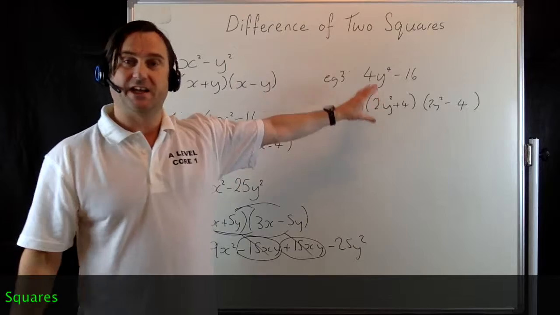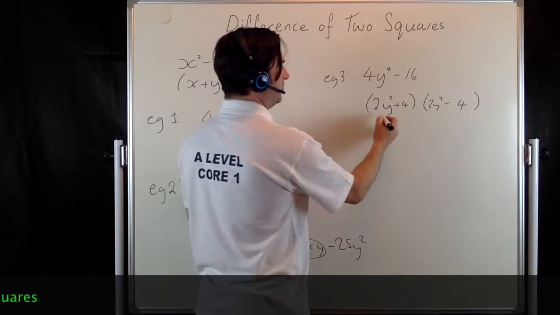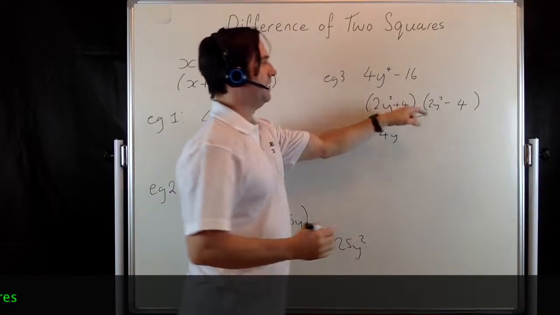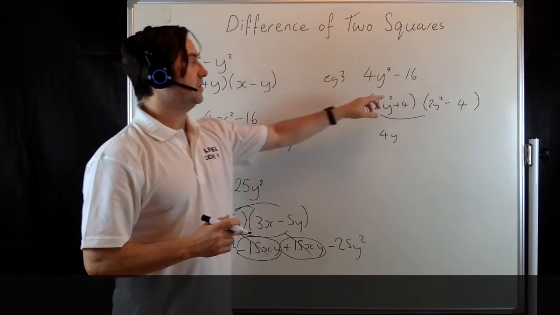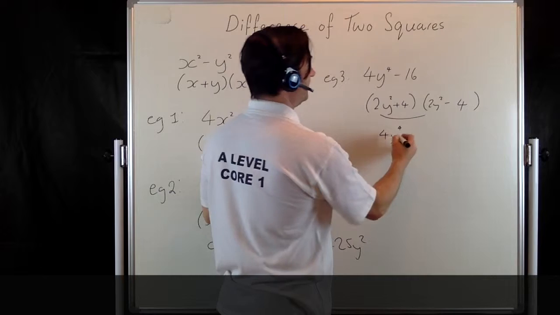Let me multiply that out just to show you why that works. 2y squared times 2y squared. Well, 2 times 2 is 4. And y squared times y squared, using the multiplication index law, you add the index numbers together. So there's your 4y to the 4.